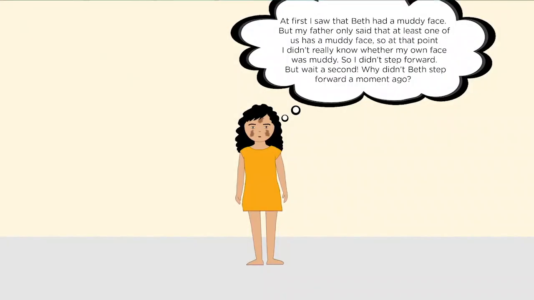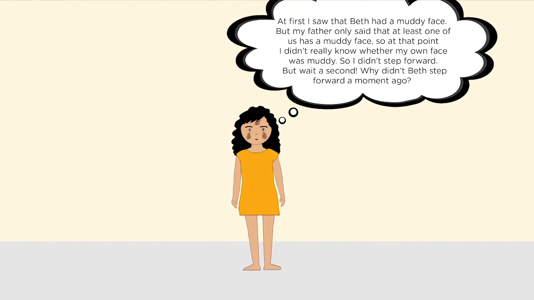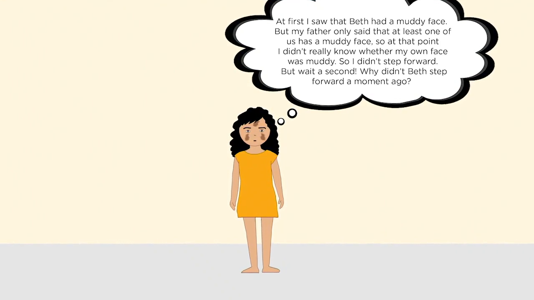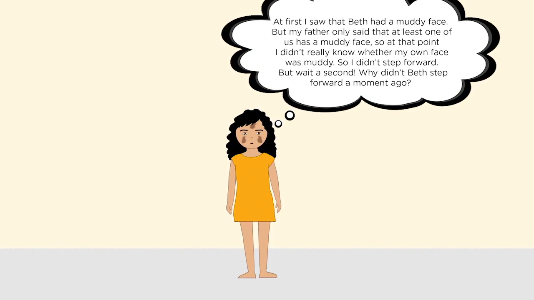So what happens when their father makes his request the second time? Let's once more look at it from Anne's perspective. She will process everything that's happened and think, at first, I saw that Beth had a muddy face. But my father only said that at least one of us has a muddy face, so at that point, I didn't really know whether my own face was muddy, so I didn't step forward.